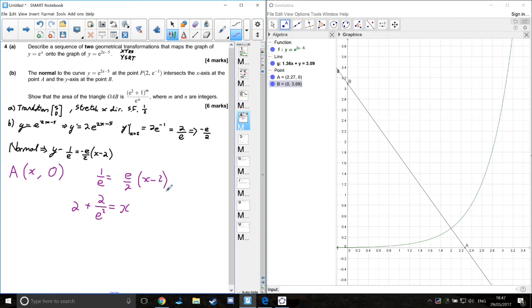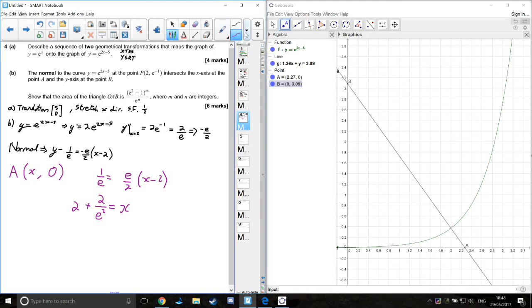Now, typing this into a calculator, let's see what we get. 2 plus 2 over e squared. And we get 2.27-ish, which, hey ho, looks like that's about right. Okay, but that's what we're going to keep it as for now.